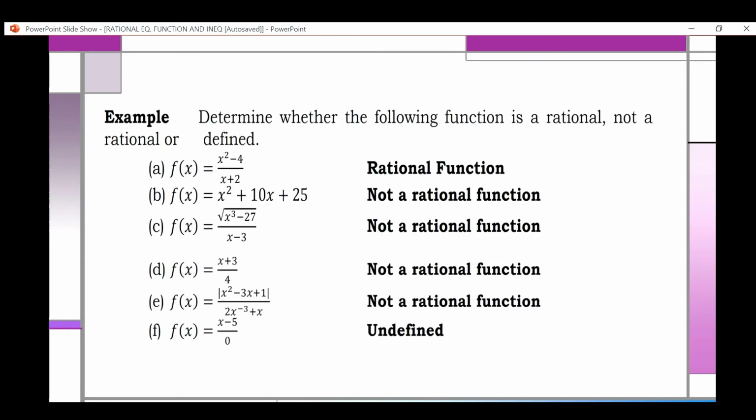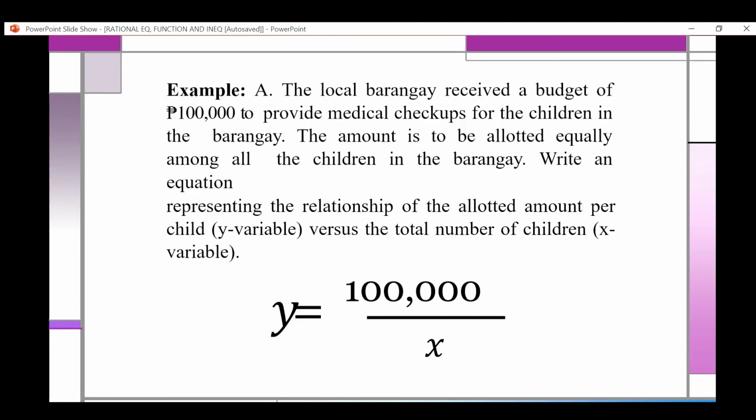Now we can represent a rational function. So let's have this example. The local barangay received a budget of 100,000 to provide medical checkups for the children in the barangay. The amount is to be allotted equally among all the children in the barangay. Write an equation representing the relationship of the allotted amount per child, the y variable, versus the total number of children, which is the x variable.